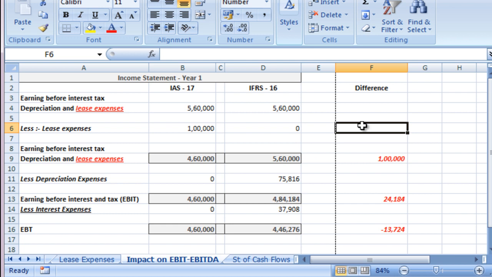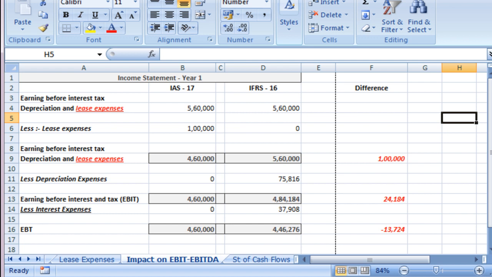So the nutshell I want to explain is, through the introduction of IFRS 16, there will be an increase in EBITDA, there will be an increase in EBIT, and there will be a decrease in EBT, earnings before taxes. And I'm assuming a straight line depreciation method, no complexity, nothing.